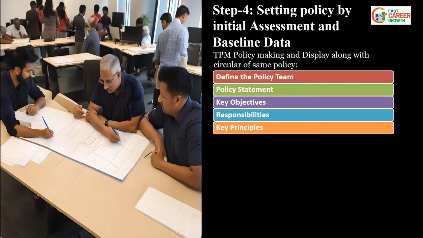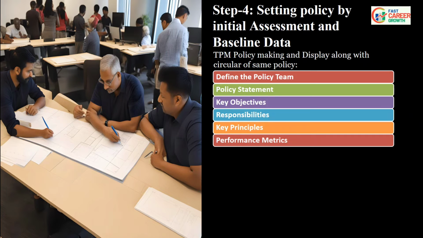Key principles. Outline the fundamental principles and methodologies of TPM that the organization will adopt. These can include the 8 pillars of TPM, which cover aspects like autonomous maintenance, planned maintenance, and continuous improvement. Performance metrics. Specify the key performance indicators, KPIs, that will be used to measure the effectiveness of TPM initiatives. Common KPIs include OEE, mean time between failures, MTBF, and mean time to repair, MTTR.